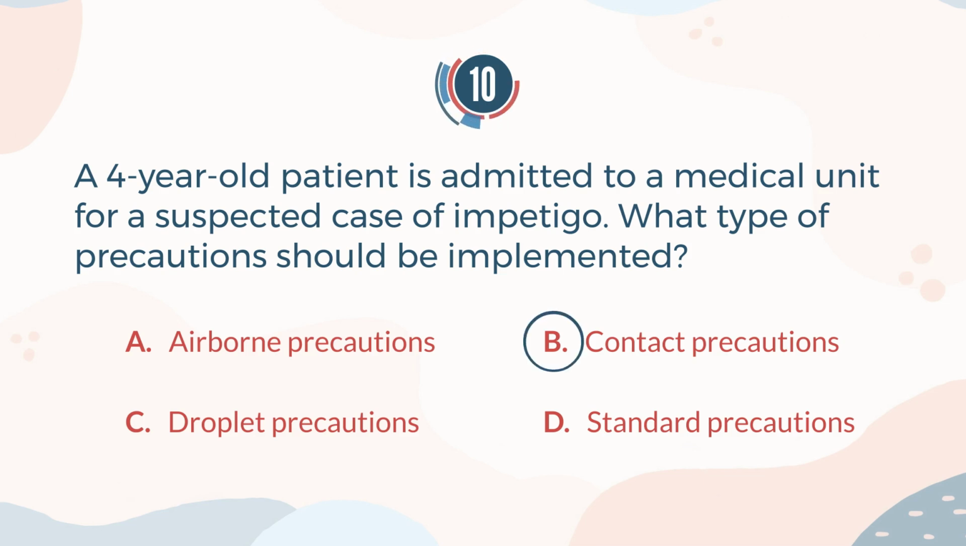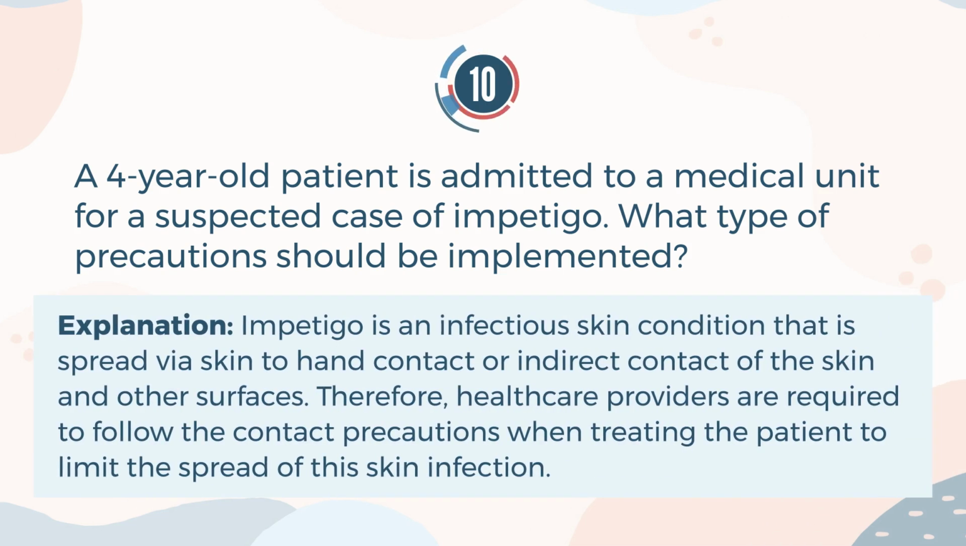Contact precautions. Explanation. Impetigo is an infectious skin condition that is spread via skin-to-hand contact or indirect contact of the skin and other surfaces. Therefore, healthcare providers are required to follow the contact precautions when treating the patient to limit the spread of this skin infection.